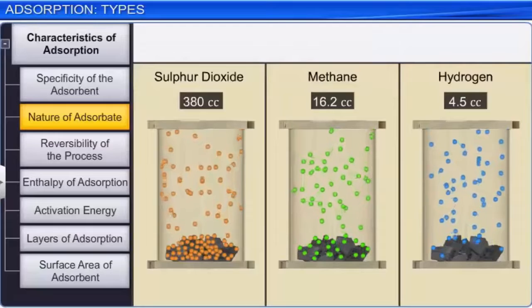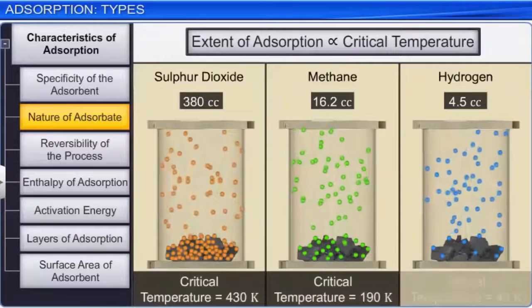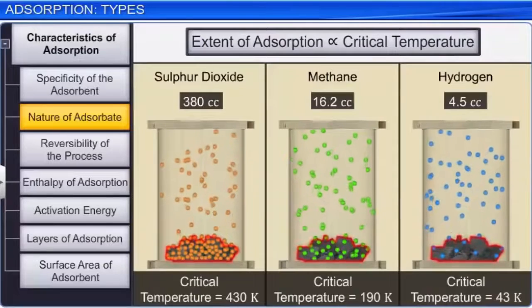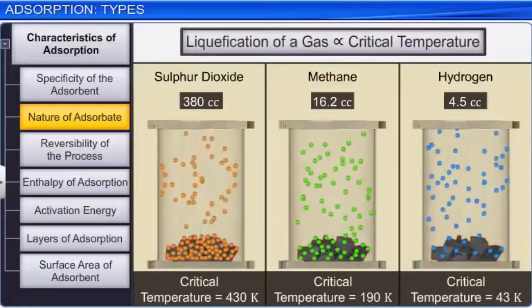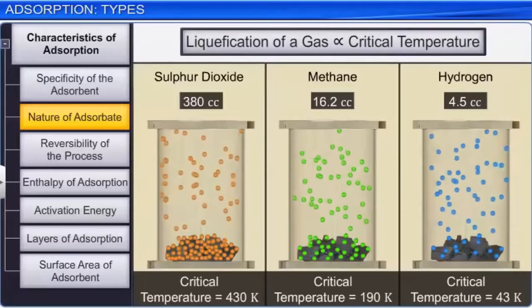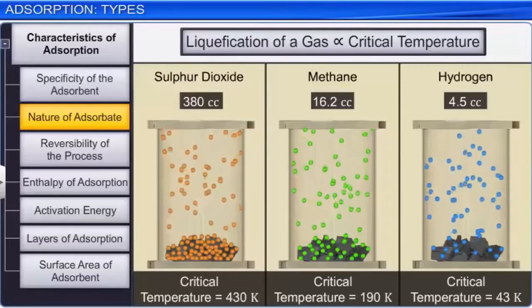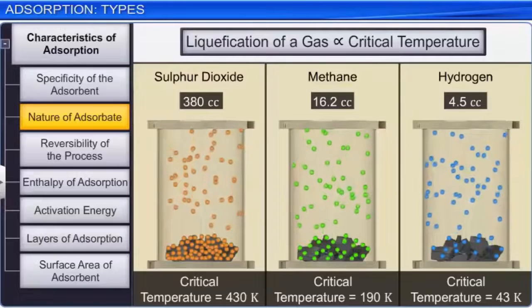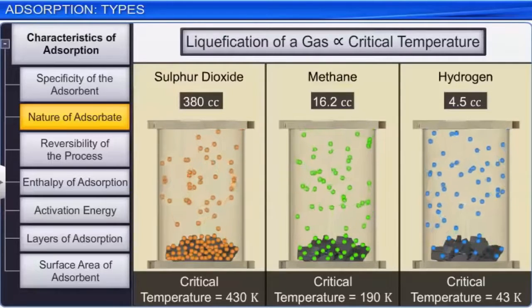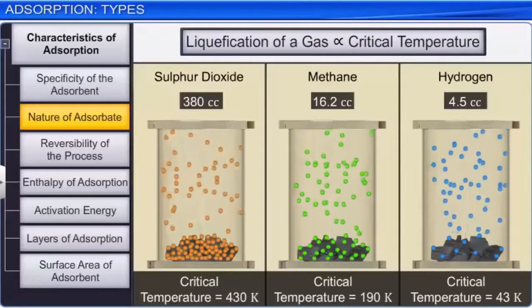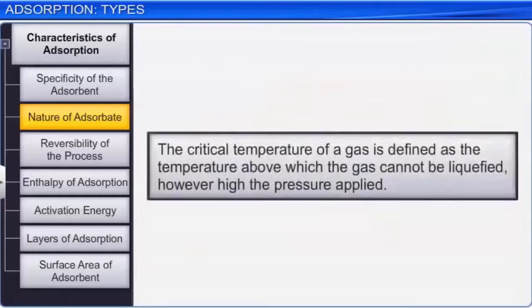It may be seen from the critical temperature values that the higher the critical temperature of a gas, the greater is the extent of adsorption. This is because gases that can be easily liquefied have high critical temperatures and are more easily adsorbed. This can be attributed to the fact that the van der Waals forces are strong in the range closer to the critical temperature of that gas. The critical temperature of a gas is defined as the temperature above which the gas cannot be liquefied, however high the pressure applied.